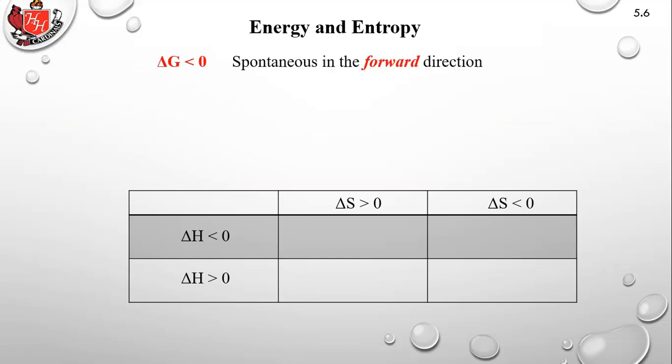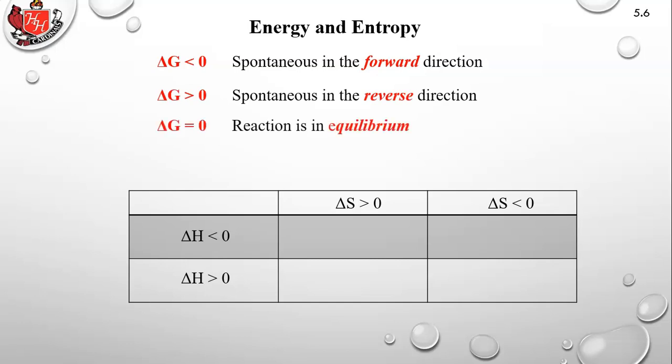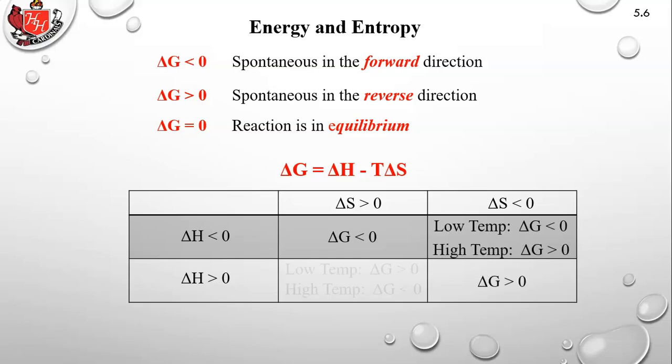Okay. So delta G is less than 0, it's spontaneous in the forward direction. Delta G is greater than 0, it's spontaneous in the reverse direction. And delta G equals 0, the reaction is in equilibrium. It's going to move neither forward nor reverse. So here's the formula. We're going to look at some combinations here. We'll go ahead and fill these in, and then we're going to take them one at a time.